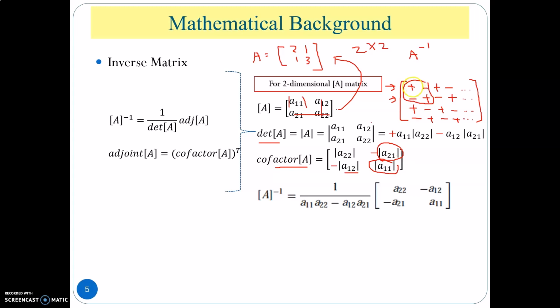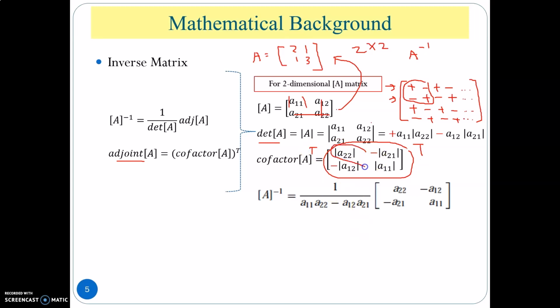For 2D, you have positive, negative here, and then negative, positive at the second row. So this is the cofactor answer. Then you can obtain the adjoint of the matrix A by taking the transpose of cofactor. So this is your cofactor. Let's take the transpose.